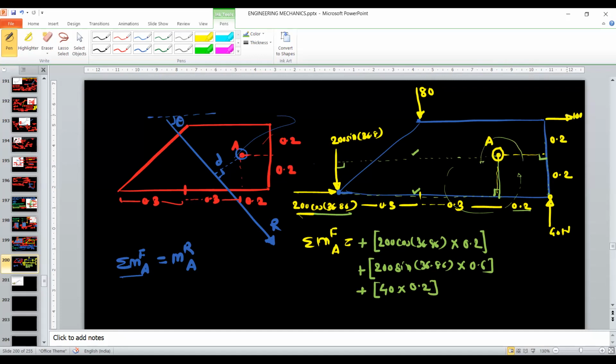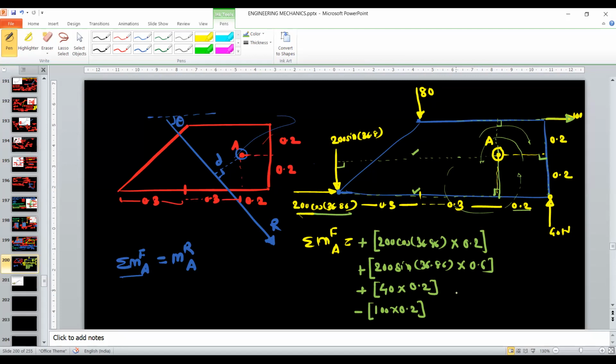Next is 100 Newton. This is the line of action, and this is the perpendicular line. So this is the perpendicular distance for 100 Newton. So 100 into distance is 0.2 meter. And this moment will be clockwise by 100 Newton about the point A. It is a clockwise moment, so it is negative.